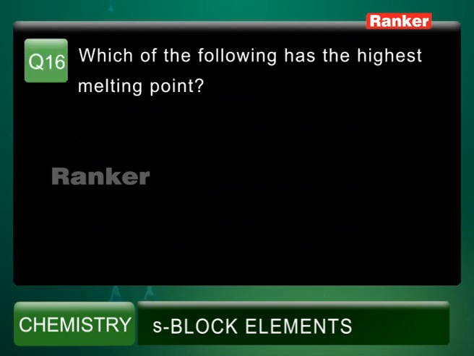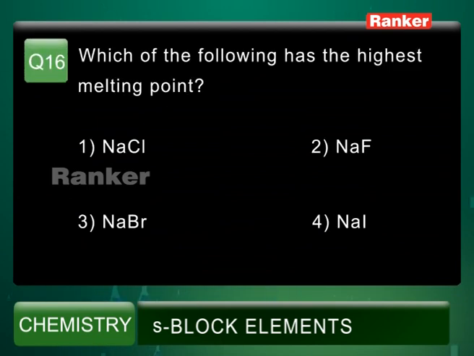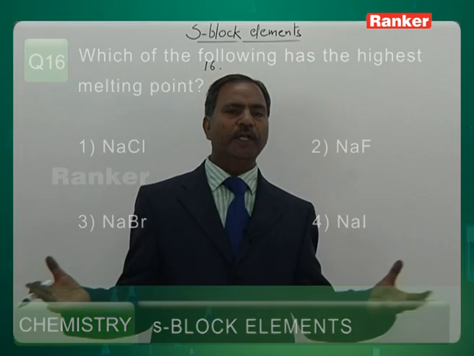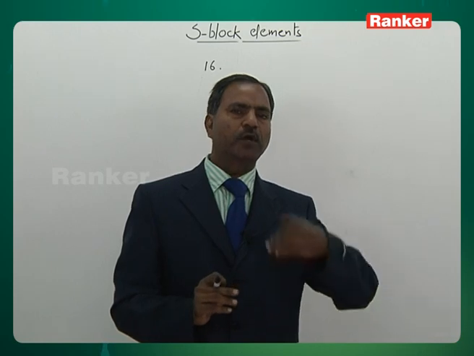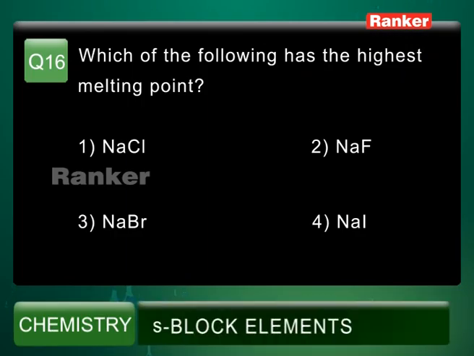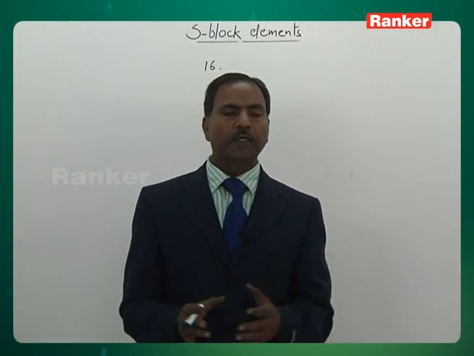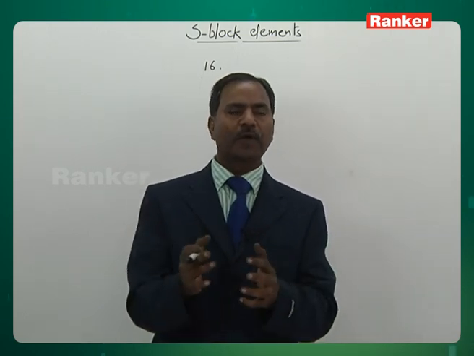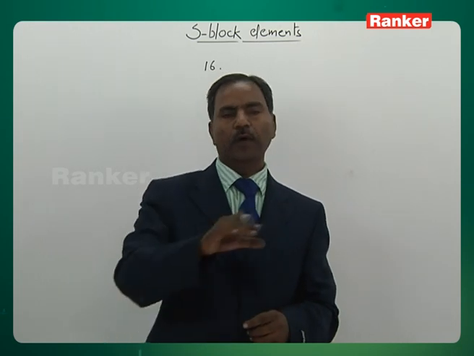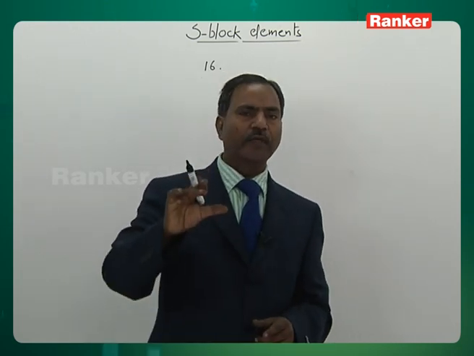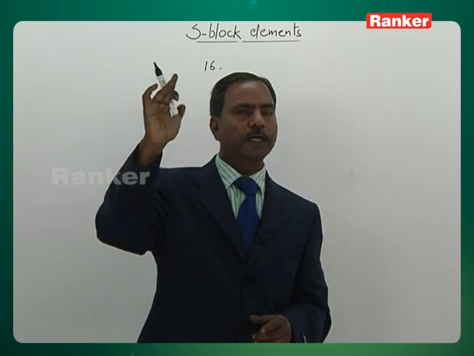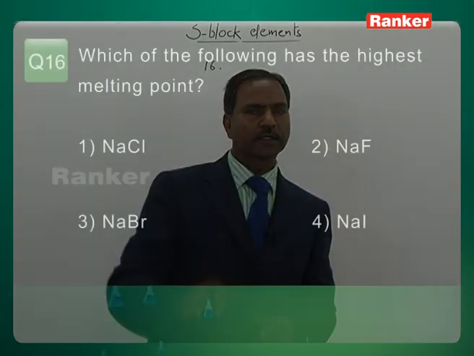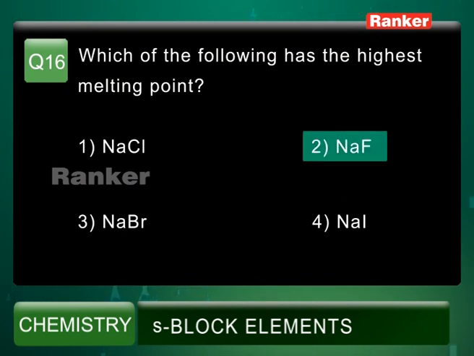Question number 16. Which of the following has the highest melting point? See, whenever a question is coming on the highest melting point, if the molecular weight is more, we can say the melting point is more. Otherwise, check which is more ionic. Among the given alkali metal salts, one is NaCl, NaF, NaBr, NaI. Among all the 4 salts, the more ionic is NaF. Lattice energy is more between the sodium plus and F minus ions. Therefore, among all the given options, NaF is having high melting point because of ionic nature, high lattice energy. Therefore, for question number 16, answer is 2.